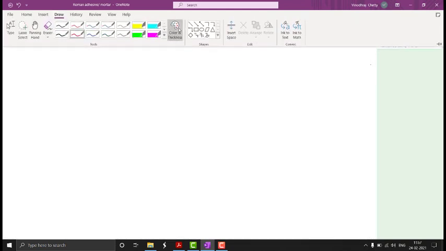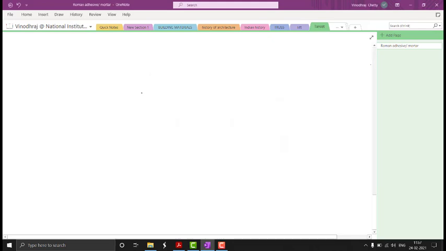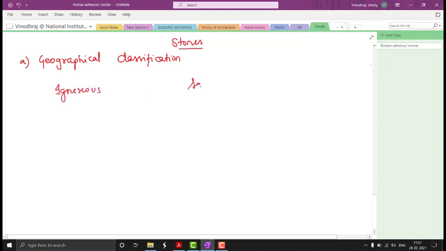So talking about stone, the stones that are used in architecture are classified on the basis of 3, that is chemical, physical and geographical. So first we'll see geographical classification. So geographical classification of stones is done as igneous, sedimentary and metamorphic.